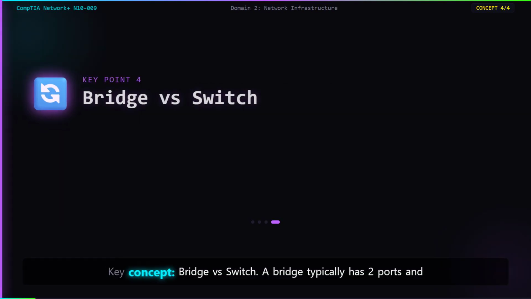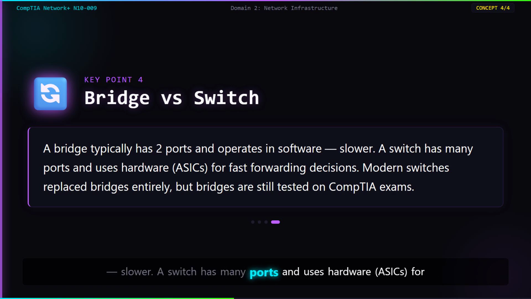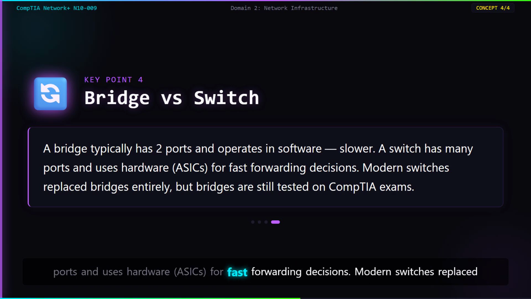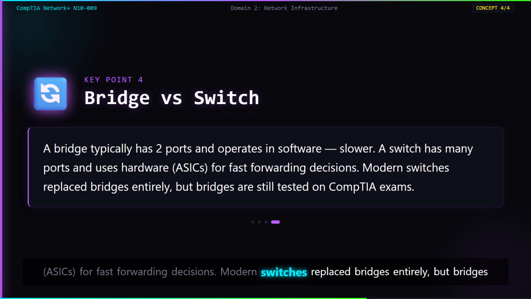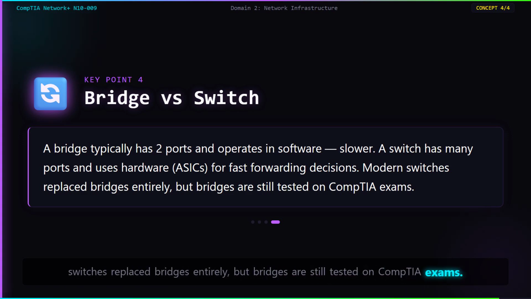Key concept: bridge versus switch. A bridge typically has two ports and operates in software, slower. A switch has many ports and uses hardware, ASICs, for fast forwarding decisions. Modern switches replaced bridges entirely, but bridges are still tested on CompTIA exams.